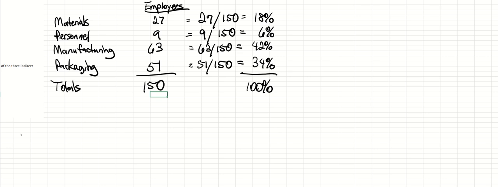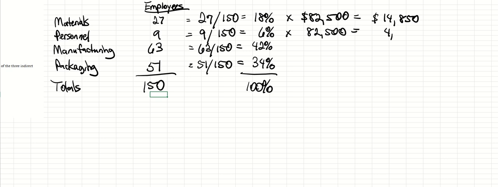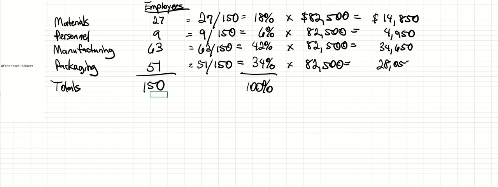So 18% of $82,500, that comes out to be $14,850. Okay, 6% of $82,500, that comes out to be $4,950. 42% of $82,500, that comes out to be $34,650. And then 34% of $82,500, it comes out to be $28,050.